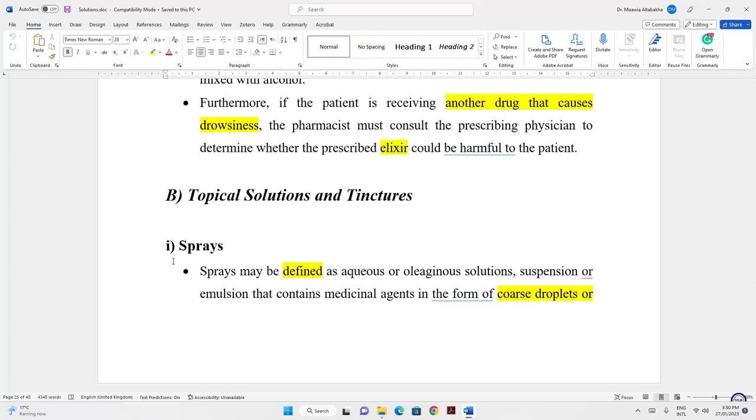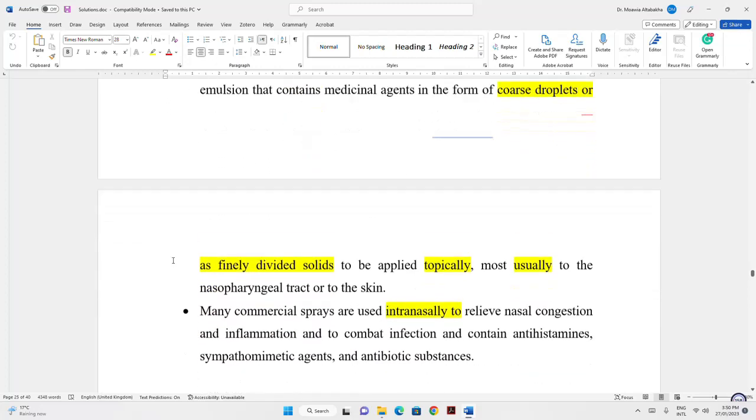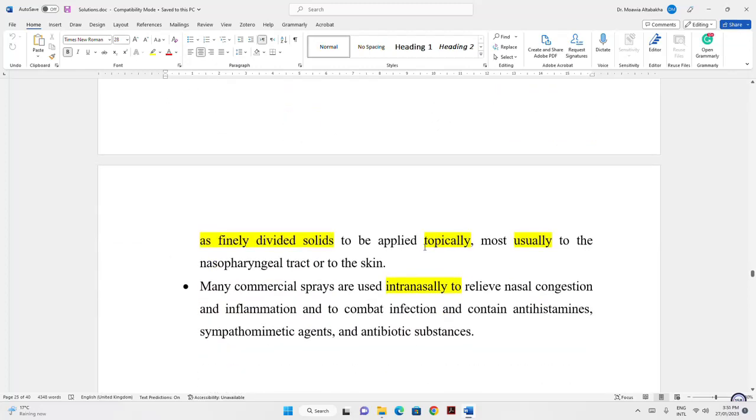Here we are talking about whether the dosage form is a solution that is aqueous or oleogenous, or whether it is a suspension or emulsion, يعني disperse system that contains a medicinal agent. Now, this is in the form of coarse droplets or finely divided solid particles. In this case, we call it spray, and it is mainly applied. طبعا it's applied topically, usually to the nasopharyngeal tract or to the skin. This is the usual application.